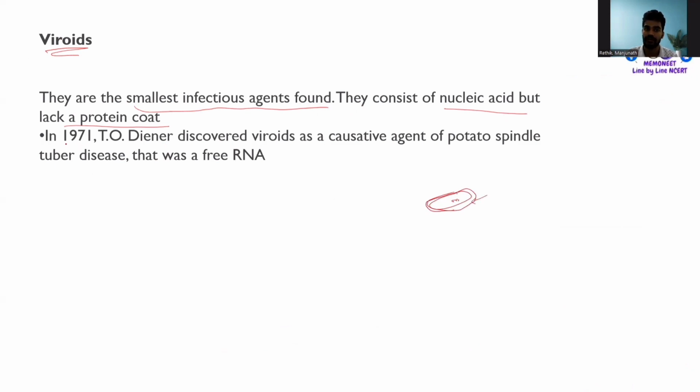So in 1971, T.O. Diener discovered the viroids as the causative agent of the potato spindle tuber disease. Clear? So there he discovered that this disease is actually caused by viroid infection. So they are normally free from protein.